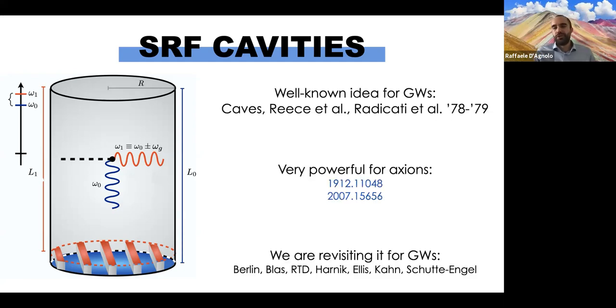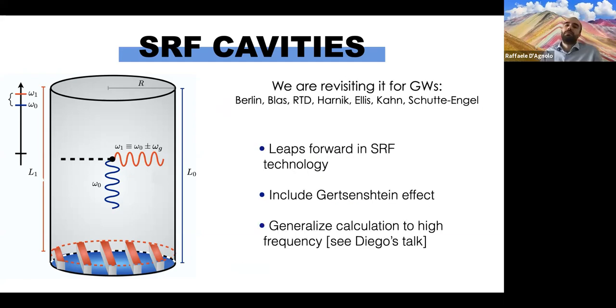This idea is not new. It was proposed in the 80s by several different groups. We realized recently that you can use a similar setup to look for axions with potentially very good results. And what I'm going to talk about today, and Diego's already partially talked about, is to revisit these ideas for gravitational waves. And what I mean by revisiting, well, on the one hand, there is a technological aspect because these kind of cavities are not the same that they were in the 80s and not even the same that they were in 2005 when the last prototype for this kind of experiments was made.